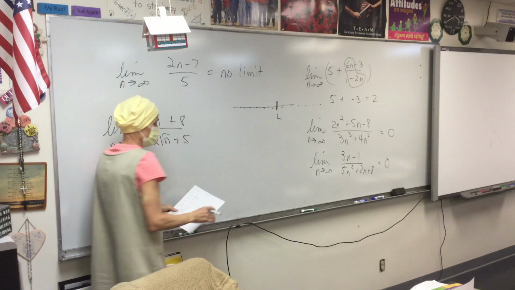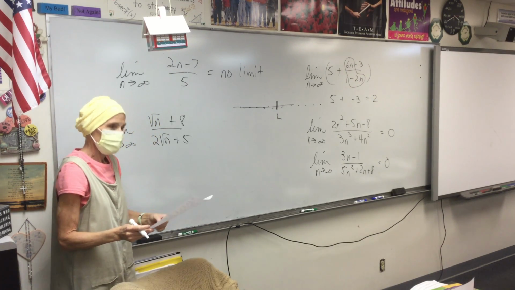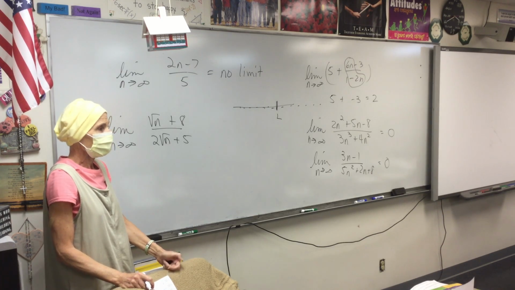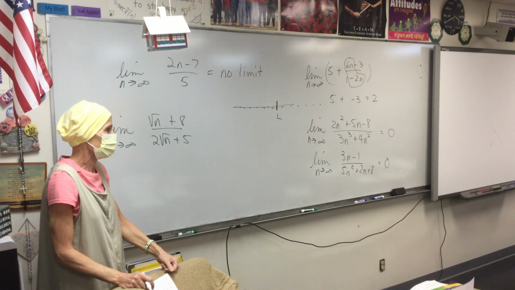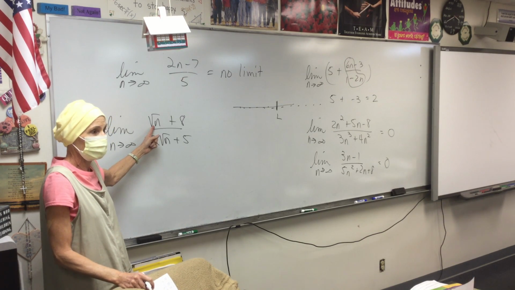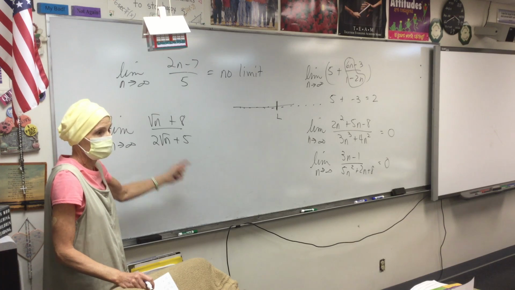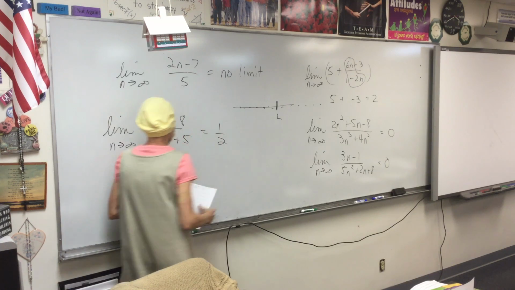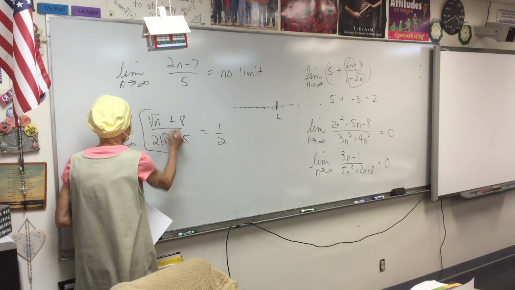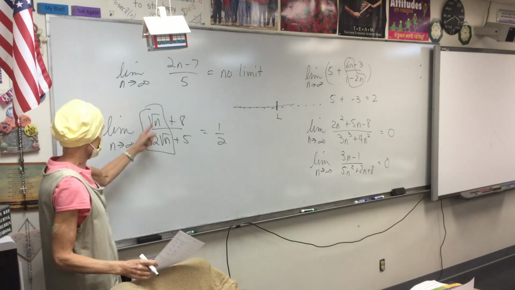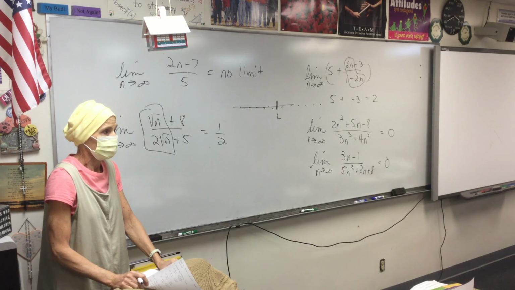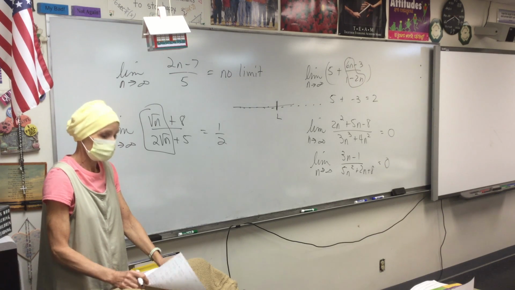Now, this one has radicals in it. This is number 7. Do not freak out. Think about putting in a million or something. Up here, you're going to take the square root of a million. Here, you're going to take 2 times the square root of a million. The limit's 1/2. These 2 powers are exactly the same, so the ratio is 1/2. Okay? That was easy enough.